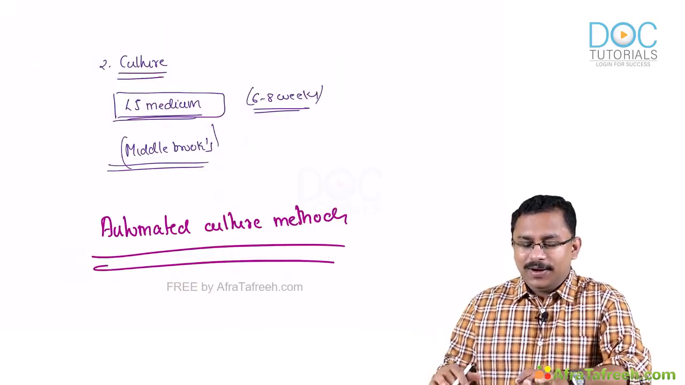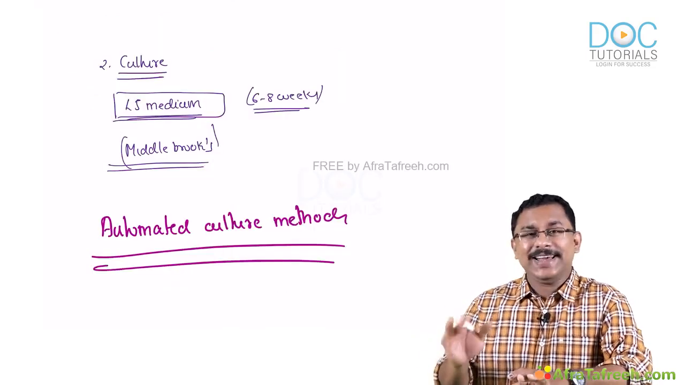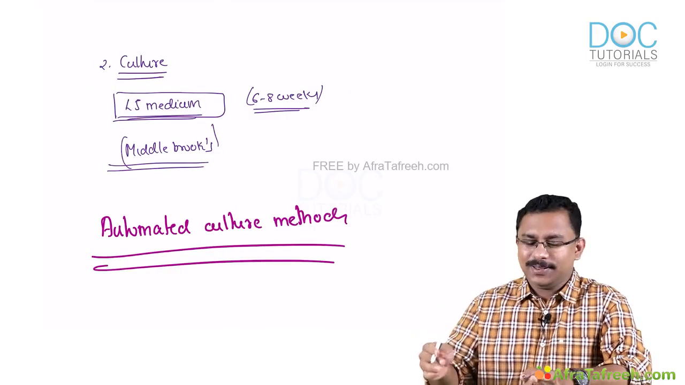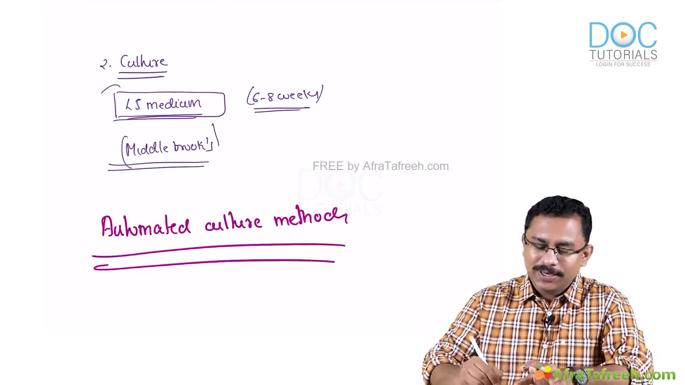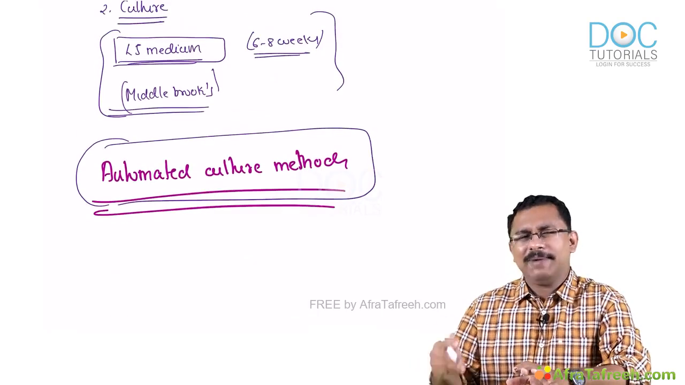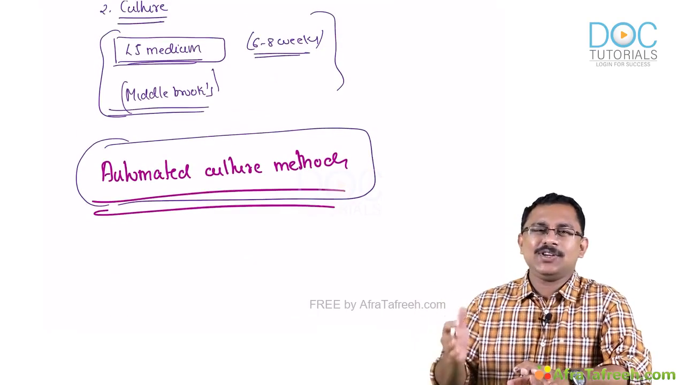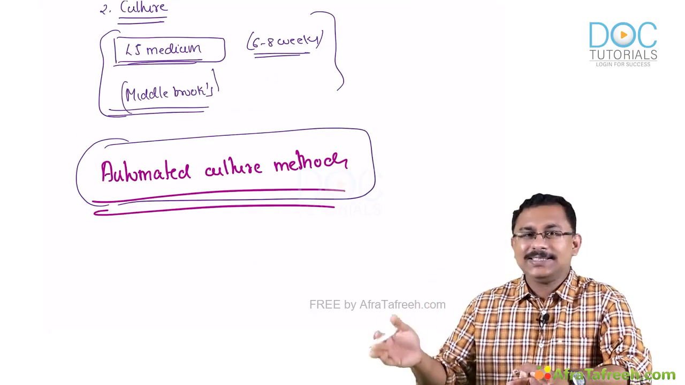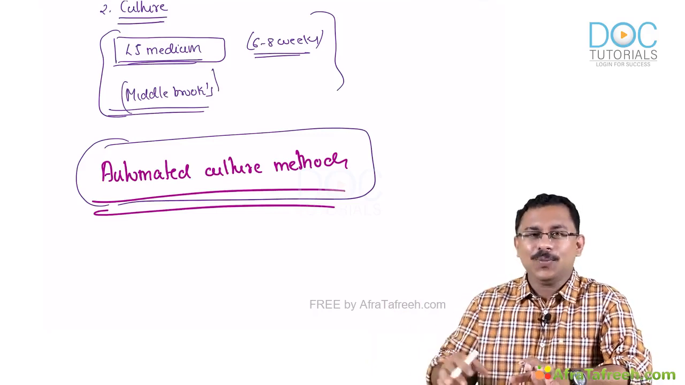Okay, all right. So that is the next method that you have, that is your culture methods. Okay, so you know about the traditional ones as well as the automated culture methods. That is your BACTEC 460 as well as your BACTEC MGIT 960. Okay, so these are the automated cultures.